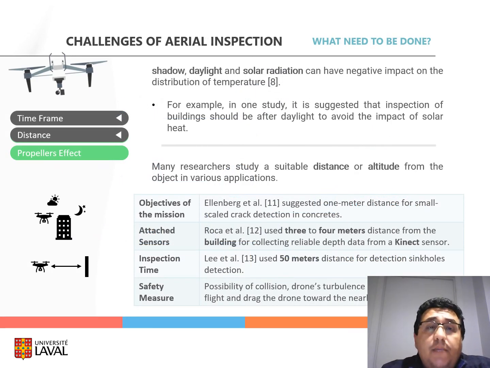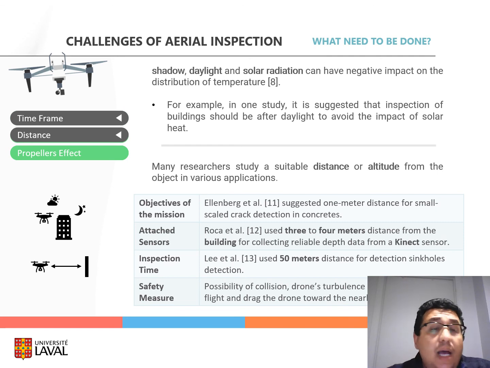So aerial inspections have some challenges. Some of them are listed here: time frame, distance, and propellers' effect. Regarding the time frame, shadow, daylight, and solar radiation can have a negative impact on the distribution of the temperature. For example, one study suggests that the best time to do the inspection of buildings is after daylight in order to avoid the impact of solar heating.